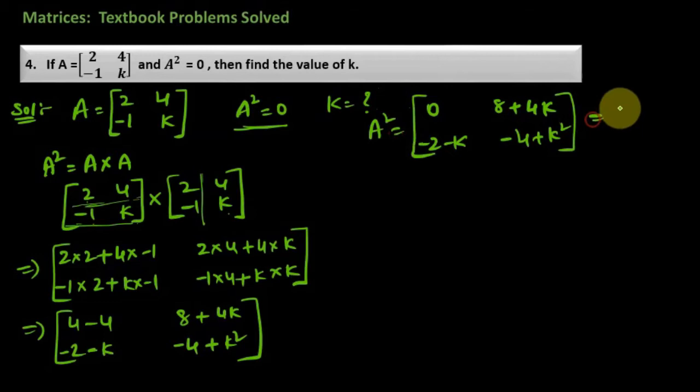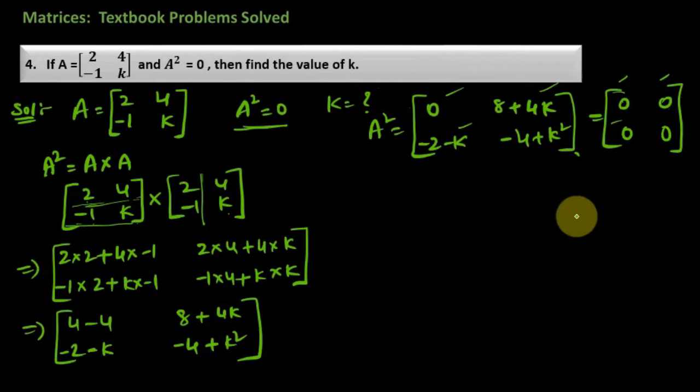This he is saying equal to zero matrix, which means the order you should take is the same. Here you have a 2 cross 2 matrix, therefore you should take a null matrix of order 2 cross 2. Now equal means what? The corresponding elements will be equal. So take any corresponding element and equate it to find the value of K. So we will take this one.